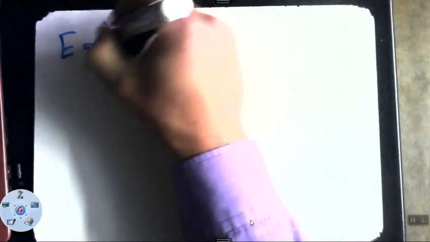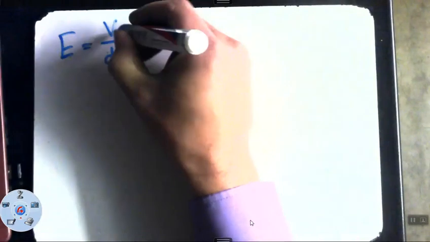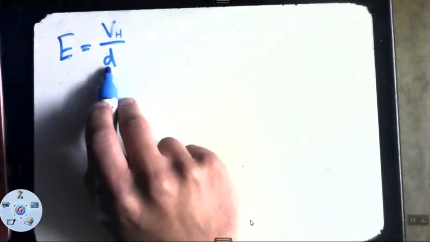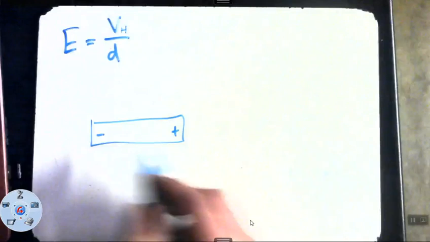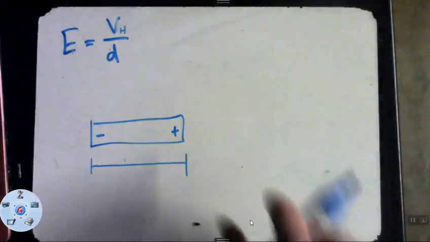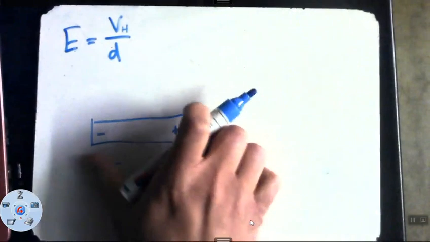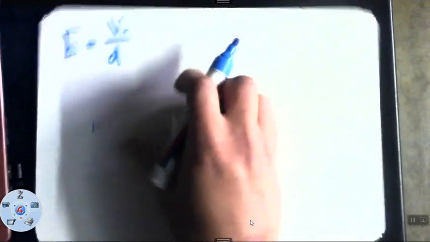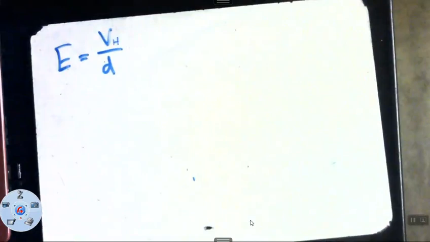So first things first, we know that there is an electric field created, and the formula for an electric field is E is equal to V over D, where we have the voltage, the potential difference between them. We're going to call that the Hall voltage, and D is the thickness or the distance between the positive and the negative side, as we've explained. So that side is the negative, that side is the positive, and we're looking at that width, if you want to call it that, of the metal piece. Okay, so that's the first equation that we're going to look at.